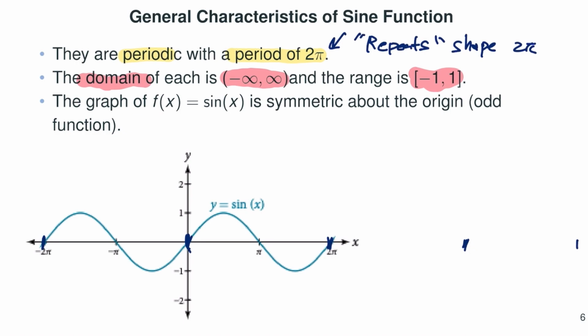The sine graph is also symmetric about the origin. So here's the origin, and if you were to rotate it, or reflect it through this point, we'll get the exact same graph, and that's also known as an odd function. A key way to remember the shape of sine is that the sine graph crosses the origin, (0, 0). When the angle is 0 radians, sine 0 is 0.